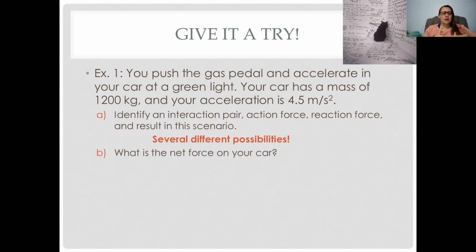You could have chosen the earth pulling down on the car and the car pulling back up on the earth, gravitationally speaking. You could have chosen your foot on the gas pedal and the gas pedal back on your foot. All kinds of different possibilities that you could have chosen for part A. For part B, again, we're going to use Newton's second law here. Net force equals mass times acceleration. So the mass of our car is 1,200 kilograms. The acceleration is 4.5 meters per second squared. And so that gives us a net force of 5,400 newtons.